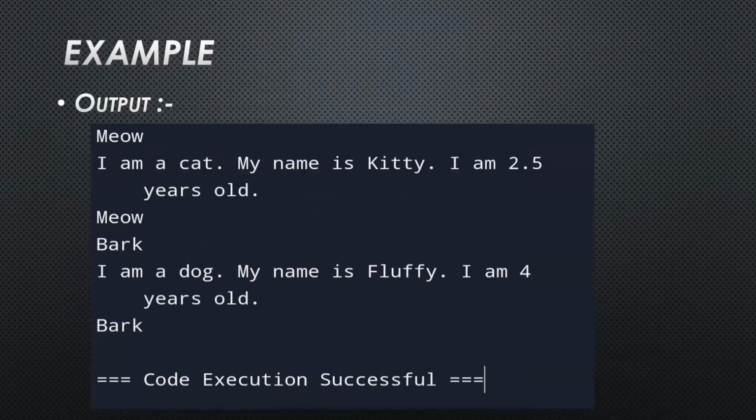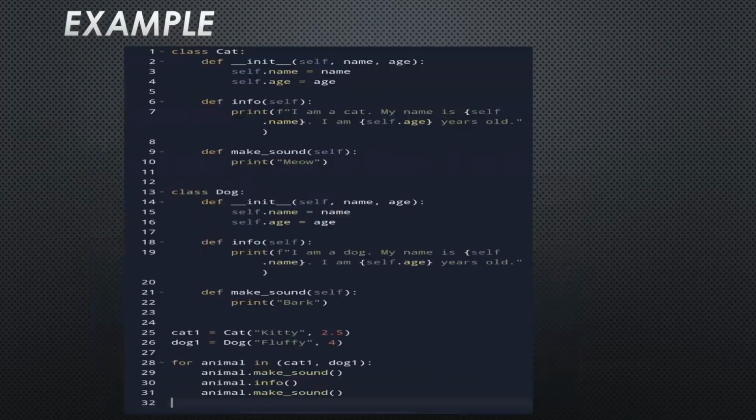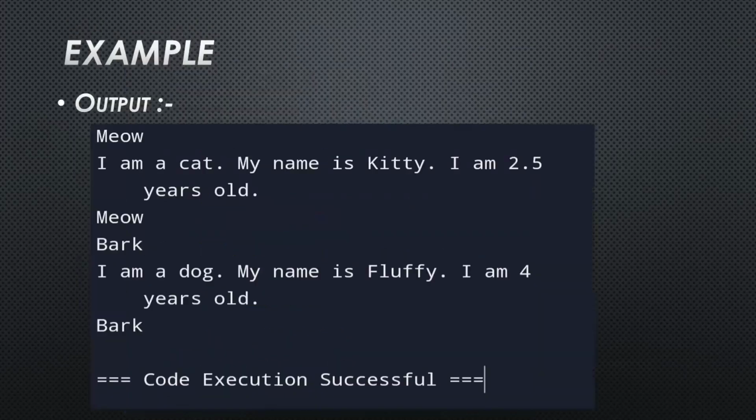In the output we can see the same function gives the sound of a cat. With animal dot make sound, the first statement gives the sound of a cat, and the second statement gives the sound of a dog. The output is: I'm a cat, my name is Kitty, I'm 2.5 years old, and it gives a meow sound. And the second one is: I am a dog, my name is Fluffy, I am 4 years old. The dog is 4 years old, and it will bark.